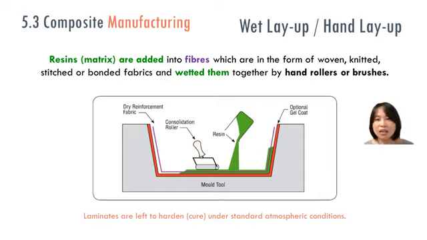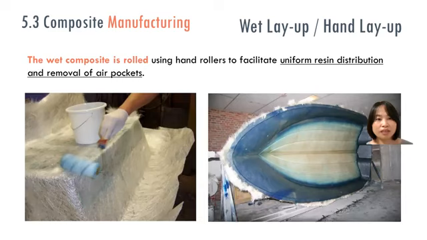Okay, and then when the hand layup is finished, they will let this composite laminate sit at maybe room temperature or standard atmospheric conditions to dry and harden. And then we can have a composite material of matrix or resin with fiber inside. And this is, okay, in the real job, what they do using a hand roller to wet the composite.